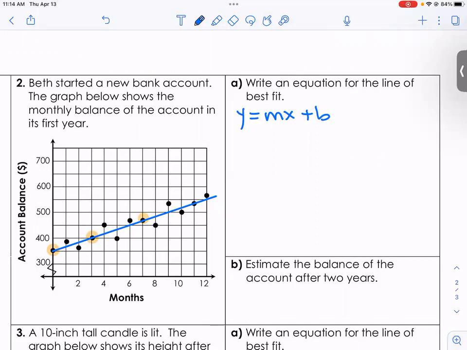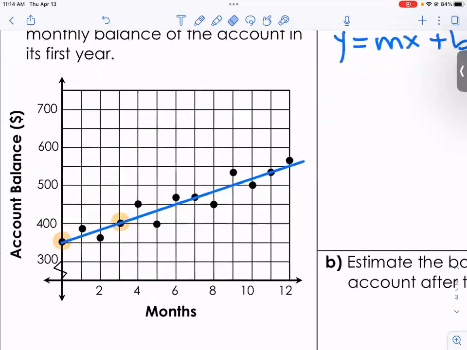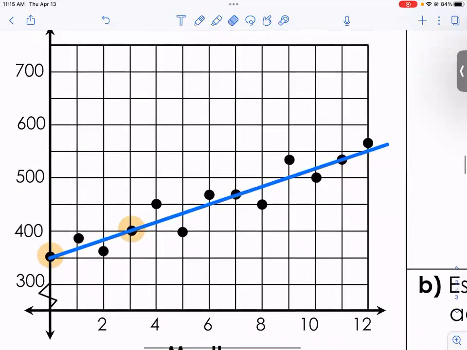I'm gonna give you a couple minutes. Find b and find m. How do you find b? B is the y-intercept. I think these 2 points would be the best to use. Find b and find m using these 2 points.